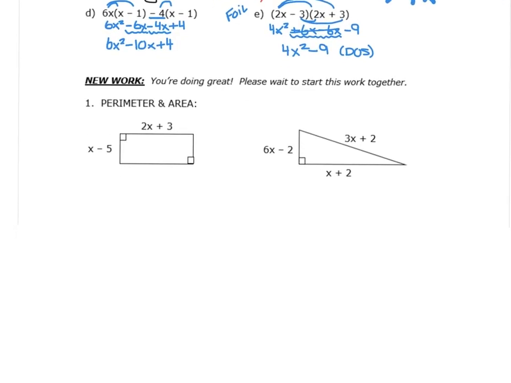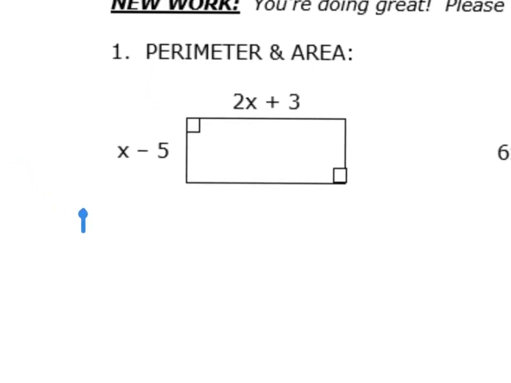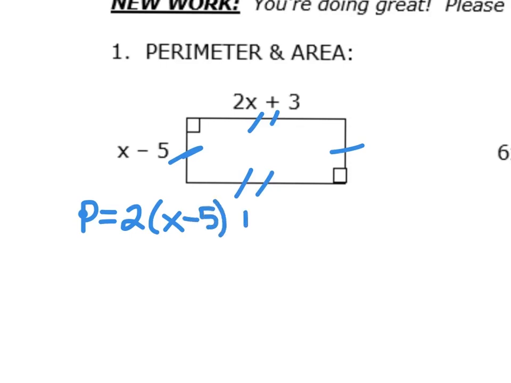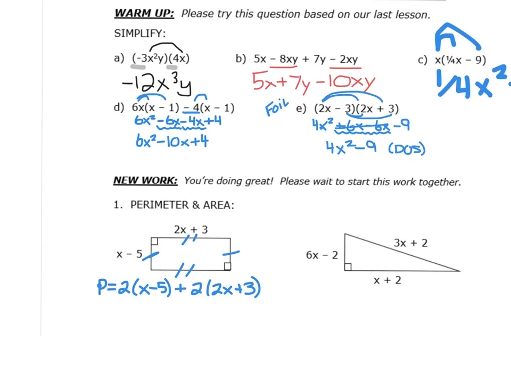So let's start with the perimeter of the square, or the rectangle I should say. So we know that perimeter is adding up all the sides. So we know we have 2 of x minus 5 sides, plus we know we have 2 of the 2x plus 3. And now if you look above, that question looks very similar to question D from the warm-up.